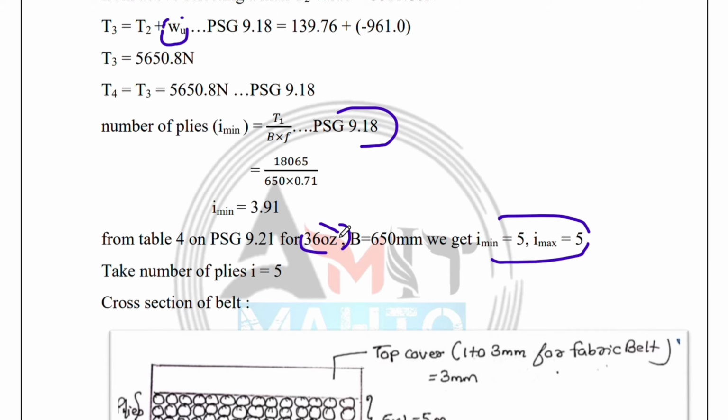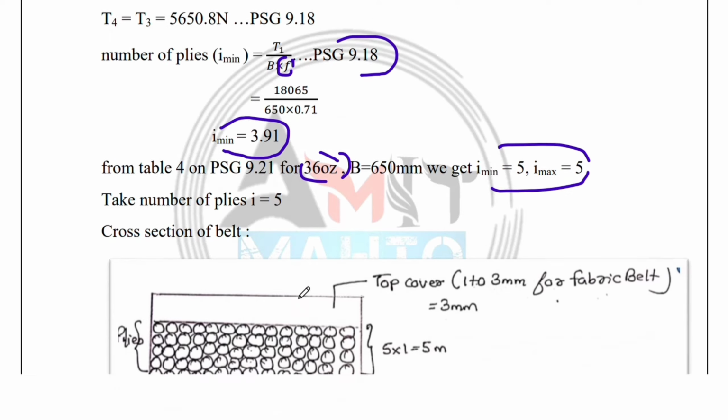Now see table number 5 on that same page 9.21, working tension in conveyor belt, which is indicated as F. As we selected this 36 OZ, for it we select the value of F. For vulcanization joint and gravity take-up, the value of F is 0.71. Now we solve this, we get I minimum is 3.91. I have already told you how to round it. Now taking the number of plies, I is equal to 5.